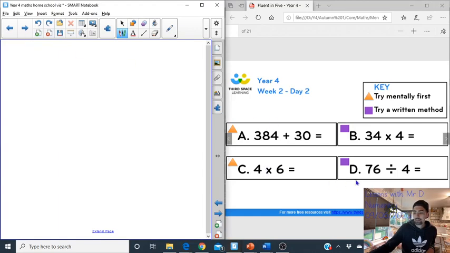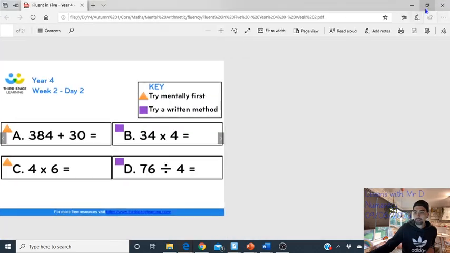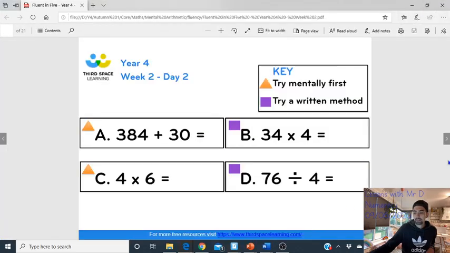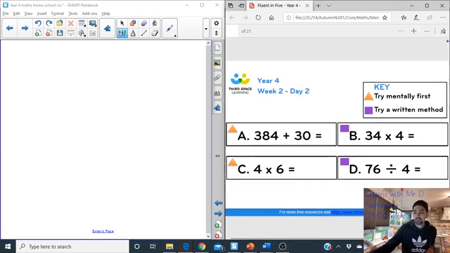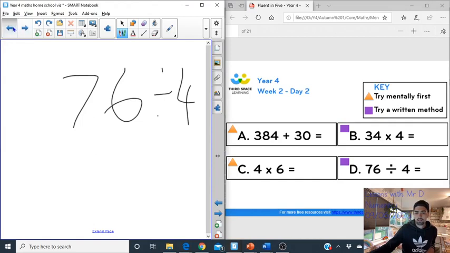So here we have your questions. You can pause the video if you want to now. I'll make that bigger first so you can see it all, because sometimes my head gets in the way. Pause it and have a go yourself first, and we'll go through the answers. So these two you have to do in your head, these two with a written method.